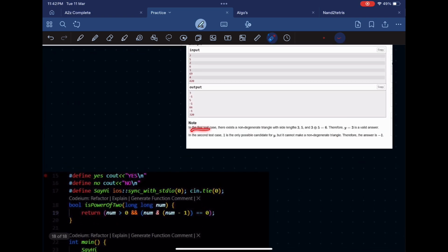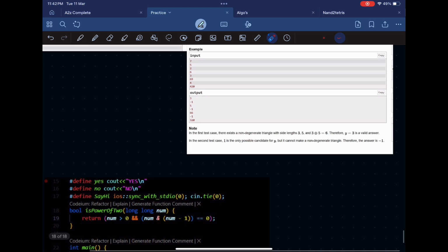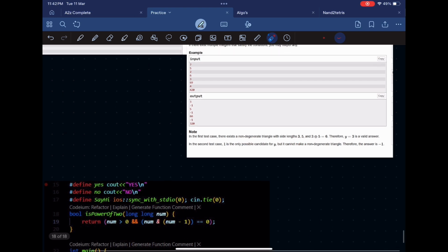In the first case, there exists a non-degenerate triangle with sides of length 3. If we XOR 5 with 3, we'll be getting 6. So as we can see, we are getting 6. Therefore y equal to 3 is a valid answer. That's the thing we should know: how we are going to solve this.